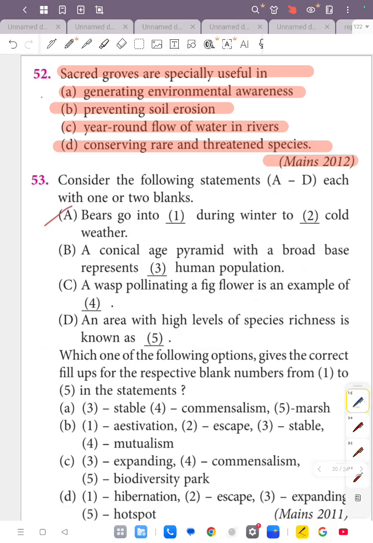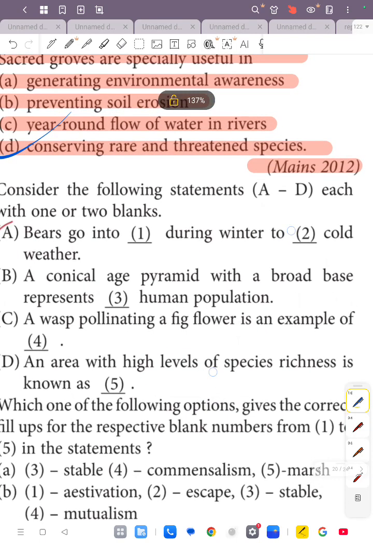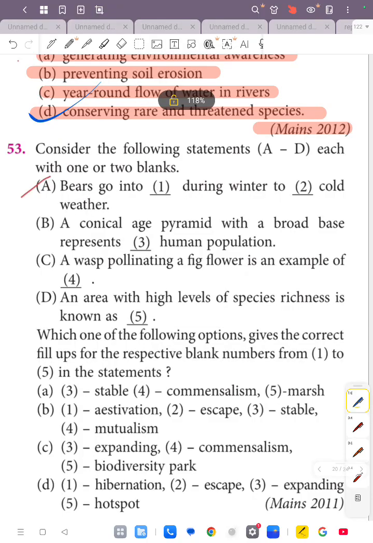So what is the whole intent behind sacred groves? What do you think? See, the actual intent behind creating them, now there could be multiple correct answers, but let's answer it in terms of our textbook. What does the textbook have to say? See, all of these could be uses of sacred groves, but they're especially useful in conserving the rare and threatened species, alright? Then we have the next question number 53.